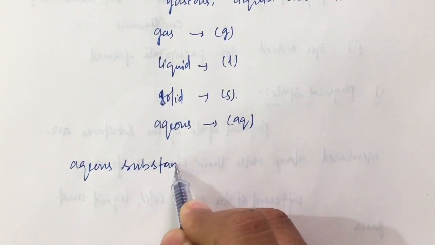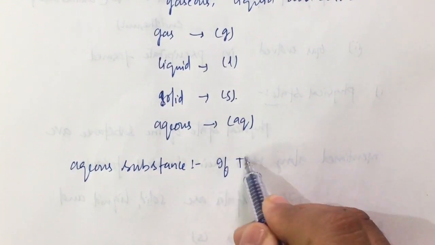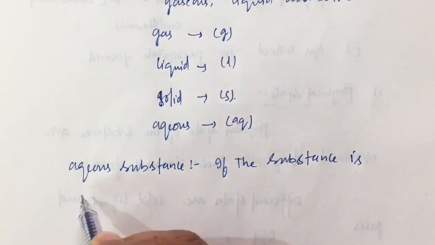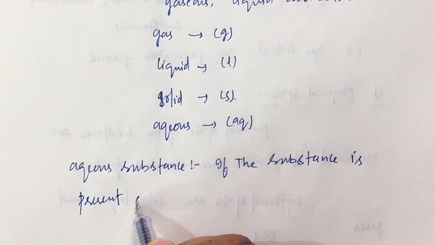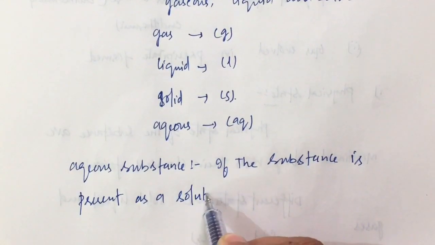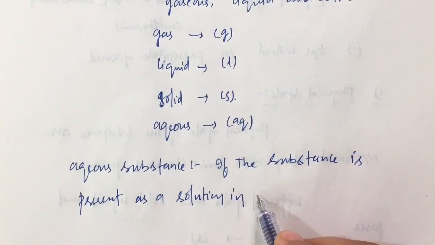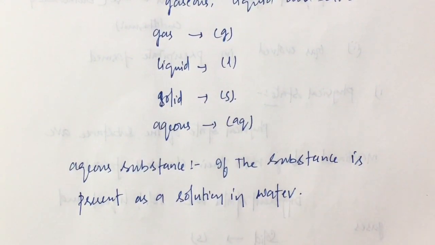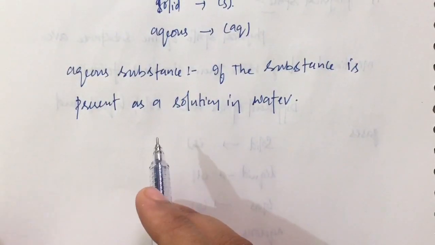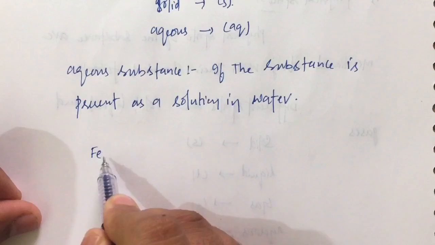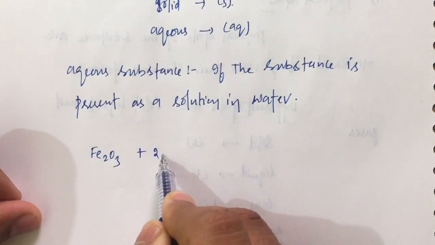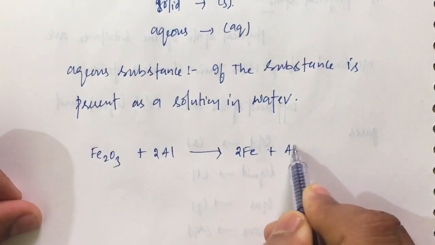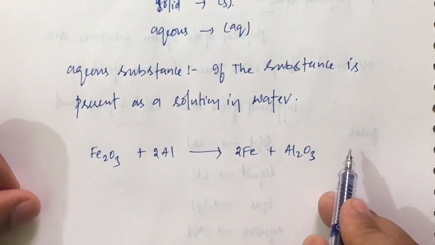An aqueous substance is one where any substance is present as a solution in water. If any substance is present as a solution in water, it is called an aqueous solution. Let us represent with an example: Fe2O3 plus 2Al gives rise to 2Fe plus Al2O3. It is a balanced chemical equation.